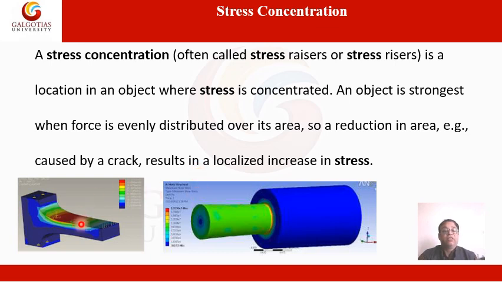In these pictures you can see a simulated diagram of a beam. Here the stress is concentrated, which is shown in red color. Here in the shaft you can see a red ring is formed where the diameter is suddenly reduced from blue to green. The red ring shows the stress concentrated.